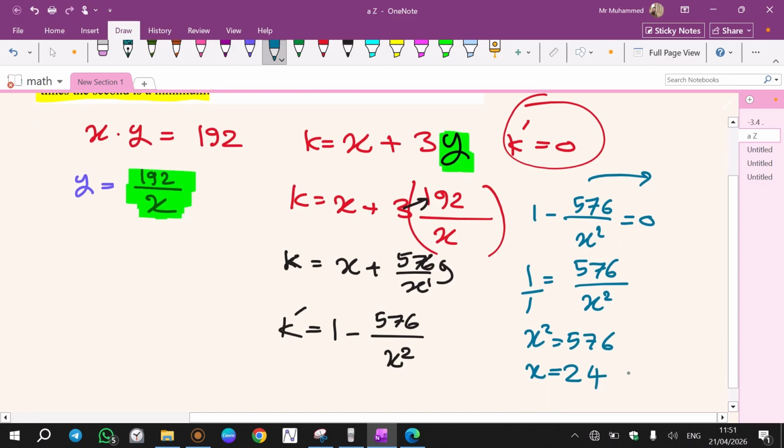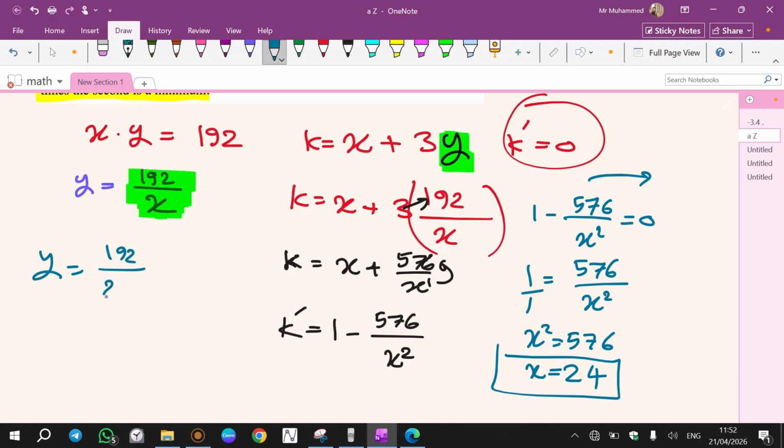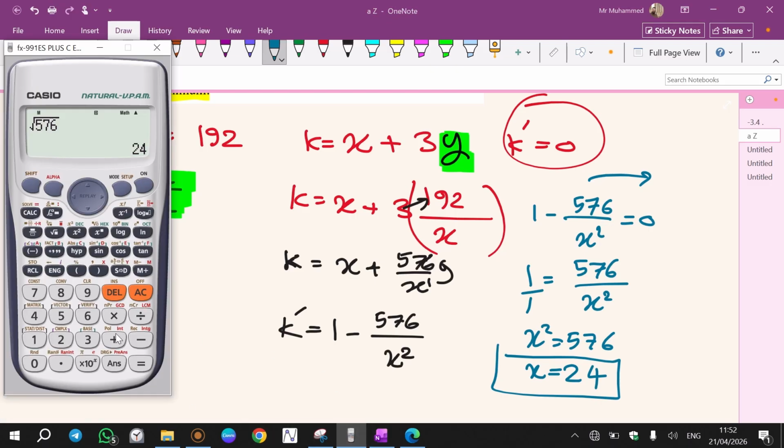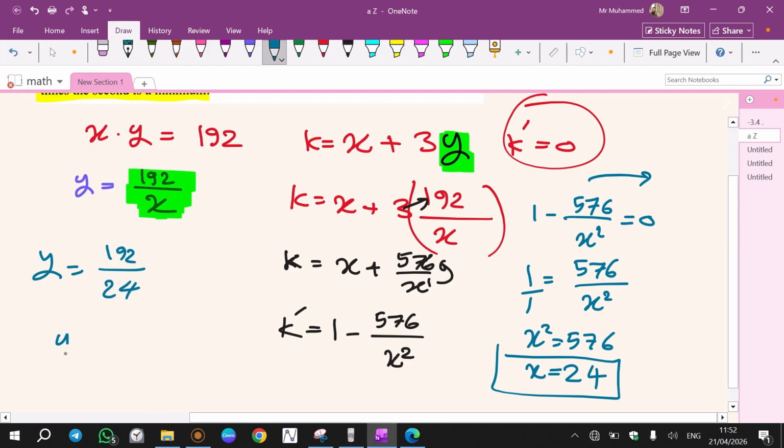Now since x is equal to 24, I can use x to find y. Y equal to 192 divided by 24. 192 divided by 24, the answer is 8. So y equal to 8. I found x, I found y, this is it.